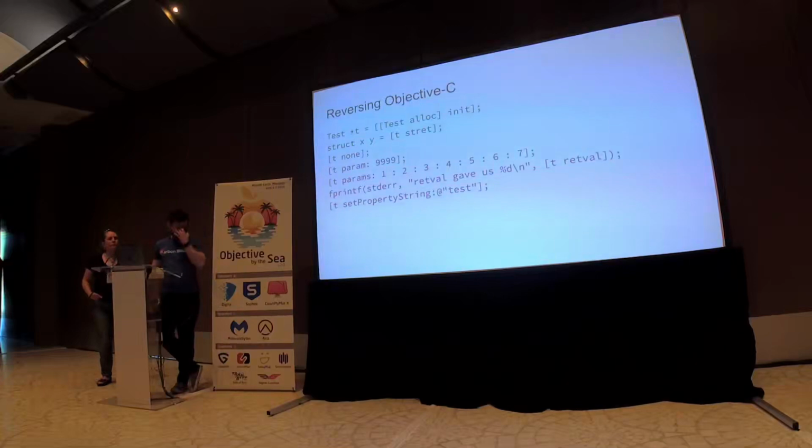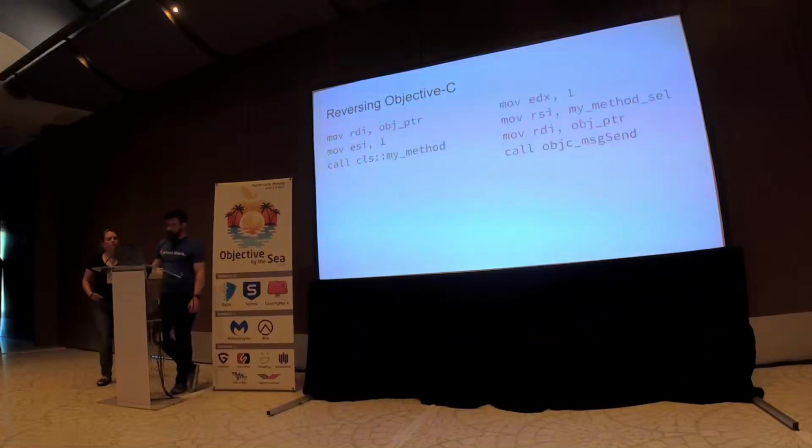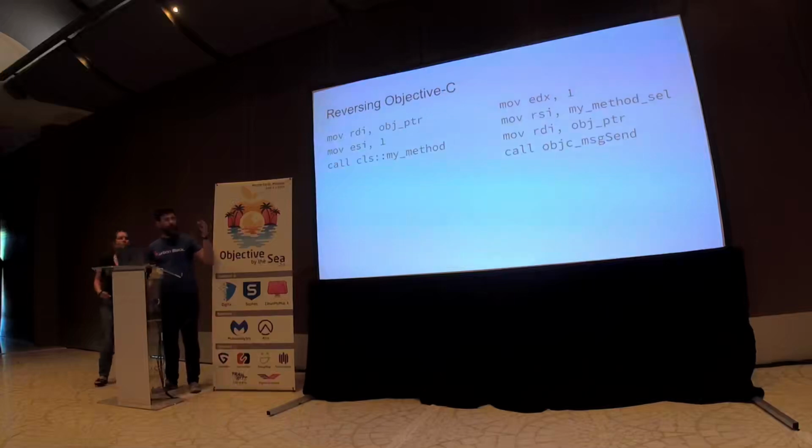It looks a lot different than your normal C, and it doesn't stop being different there, because when you get down to the assembly level, on the left side is what C and C++ looks like when you're calling a method. You pass your class, the this pointer, into RDI, and then ESI is just some parameter. But in Objective-C, you still pass in your object pointer, but then RSI, your second argument, is a selector, which is a string of the name of the method that you're going to call, and then it passes in the parameters after that.